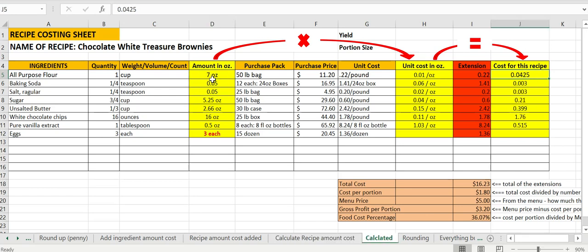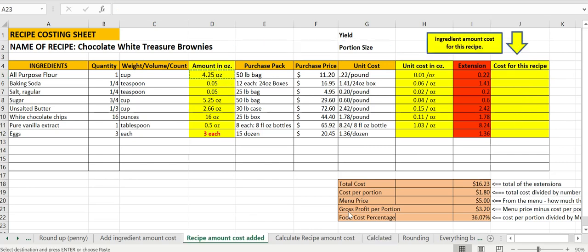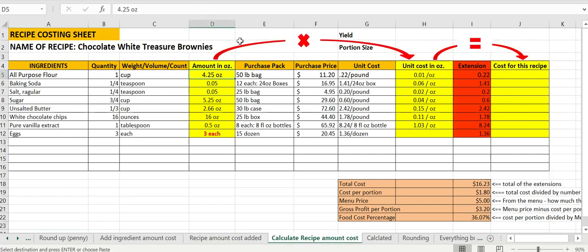And so once we do all of that, we multiply times our unit cost per ounce, boom, boom, boom, and that is going to give us our calculated prices. So all-purpose flour, 1 cup, which is what's in this recipe, costs us a little bit less than a nickel for this recipe. We're using less than a penny's worth of baking soda, less than a penny's worth of salt, etc., etc.